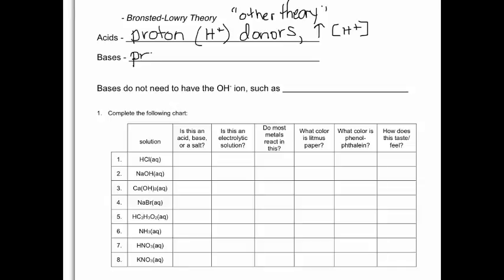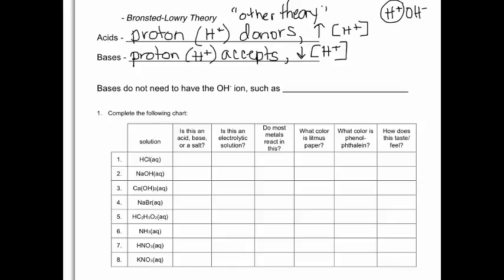Bases are proton or H plus acceptors. So they actually pick up H pluses from solution. Water, just plain old water, H2O, can actually be written as H plus OH minus. And what will happen is these can dissociate from each other, and you'll have H pluses in solution. At neutral pH, you have the same amount of H pluses as OH minuses. What happens when you add a base to water is it'll actually pick up these H pluses, and it'll lower the H plus concentration.